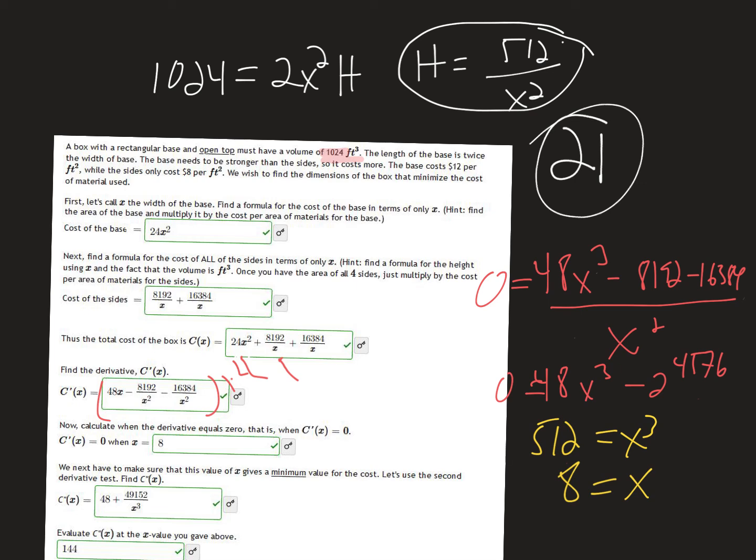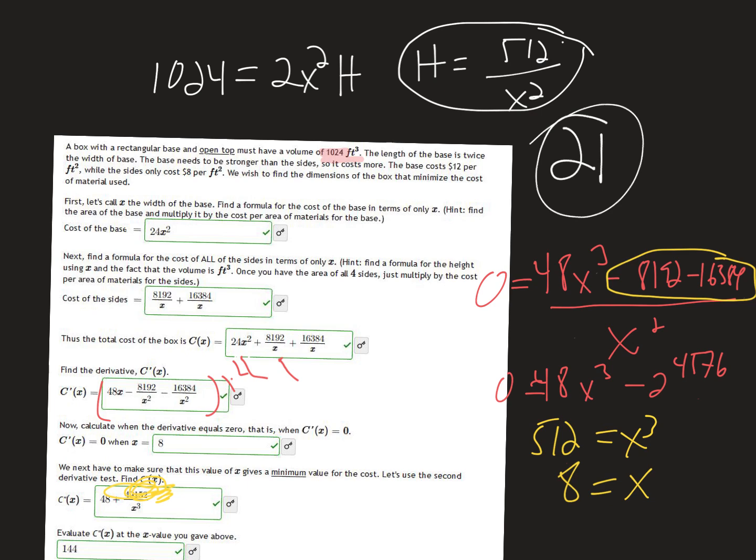Okay, and then they wanted us to test to see if it was a minimum or maximum. They suggested doing the second derivative for that. So if I take the derivative of, what did I do here? I know what I did. At this point I added those two terms together. Okay, and that's where I got the 49,153 from. And then I broke it back out to see how it became x.